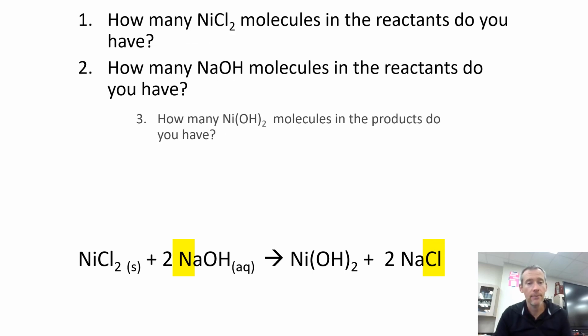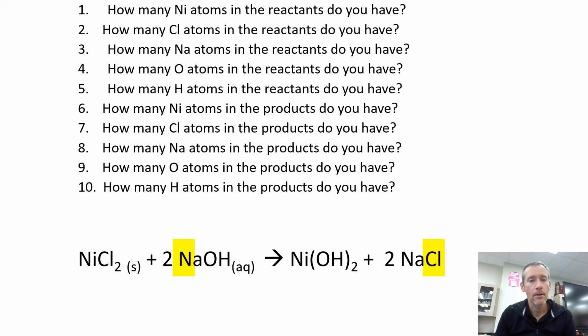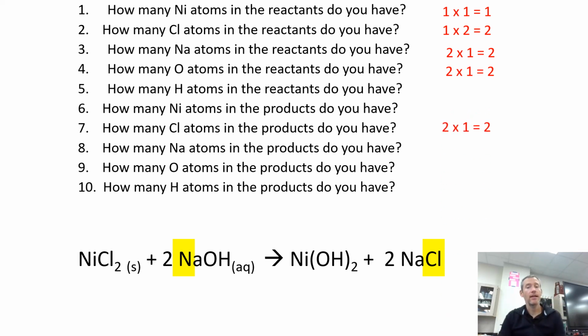All right, same idea. Let's look at nickel chloride. You should have 1, 2 for NaOH, 1 for Ni(OH)2, and 2 for NaCl. Again, those are the coefficients in front of the compounds. Atoms: you get 1 for nickel, 2 for chlorine, 2 for sodium, 2 for oxygen, and 2 for hydrogen.